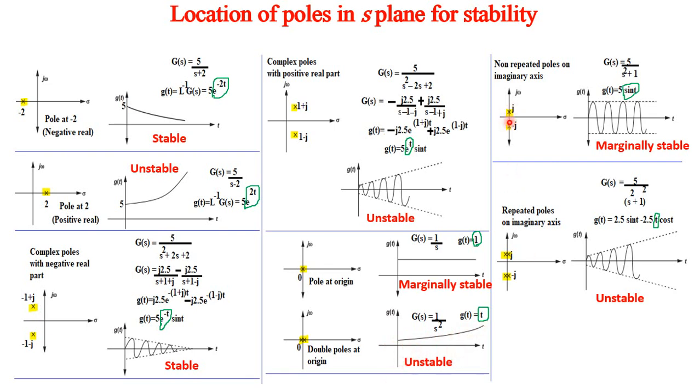Suppose we have non-repeated poles on the j omega axis, complex poles, but on the j omega axis, no real part. For example, we have a transfer function 5 by s square plus 1. So if we factorize this, we will get these poles. If we find the inverse Laplace transformation after partial fractioning and simplification, we will get this. So the impulse response will be sinusoidal. That means oscillations neither decay nor grow with respect to time.